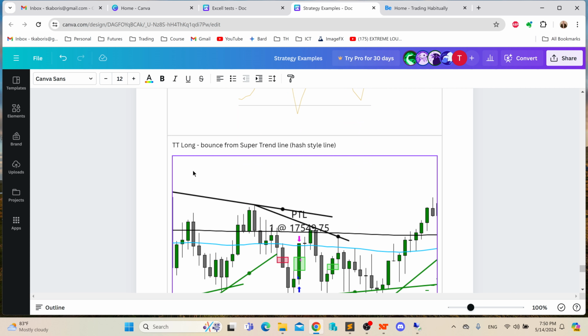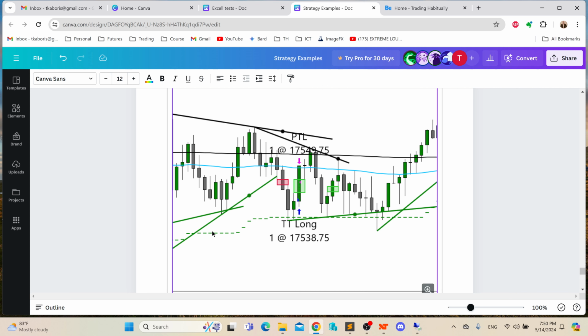And SuperTrend long, the trend touch, comes from the SuperTrend line. This is the line of the SuperTrend. So when price bounces from this line, the SuperTrend line, it opens a buy order. For almost all of the strategies, the stop loss is below the previous low, and the take profit is the distance between the close and the low. So between this and this would be here.